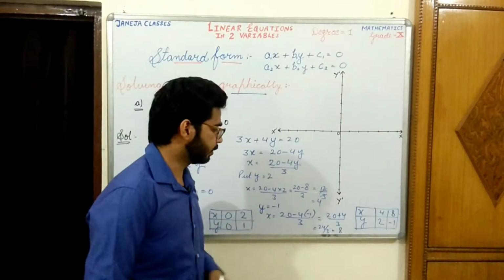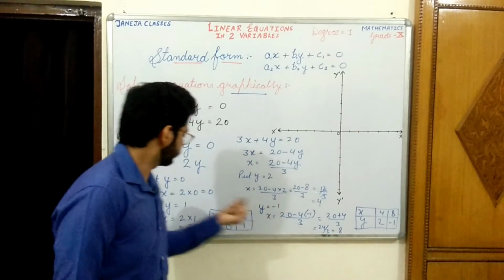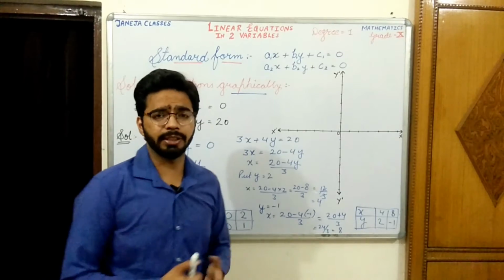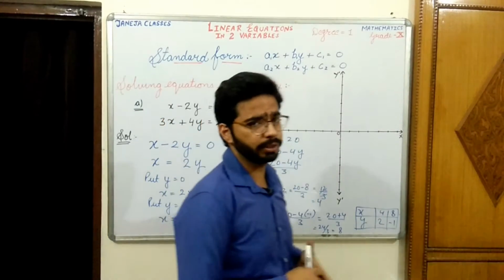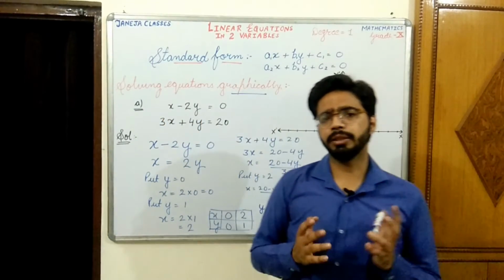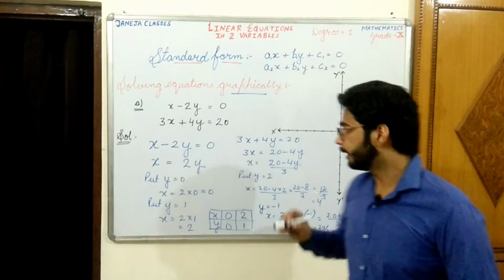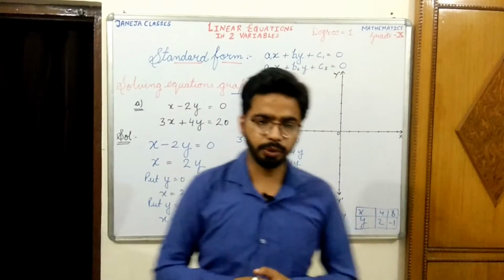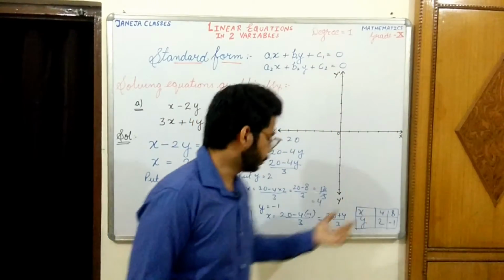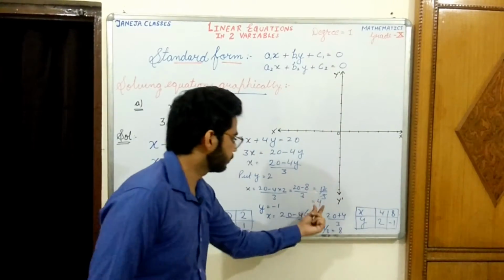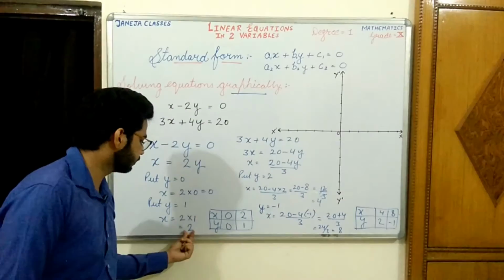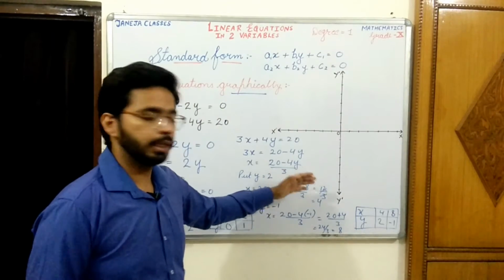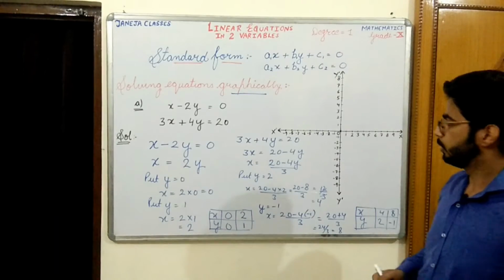Now the main question arises, why I have taken these values 0, 1, 2 and minus 1? Why I have taken these values? There can be any other number also. Yes, you can take any other number, but your answer will be in decimal. In decimal also you can show here. It is your choice whether you want to show in decimal or you want to use a whole number like this. My answers are only whole numbers. So it's your choice. Now let us plot these points on graph.